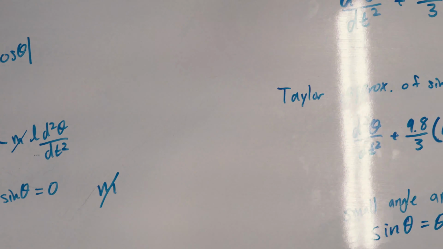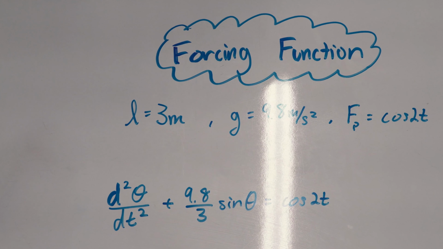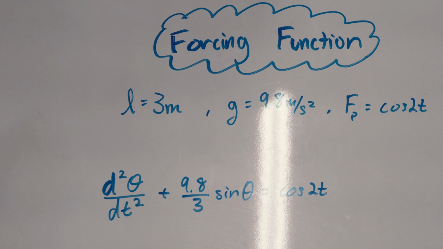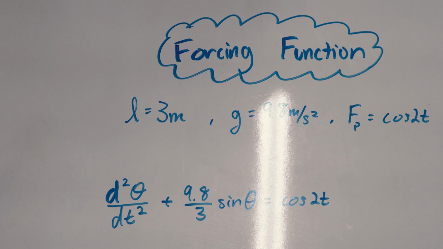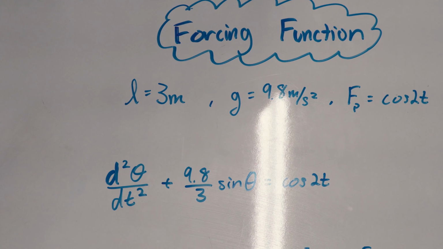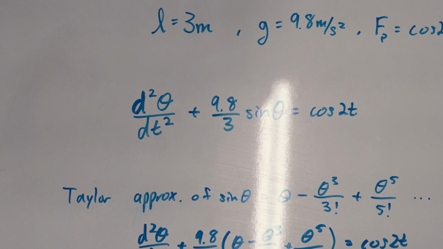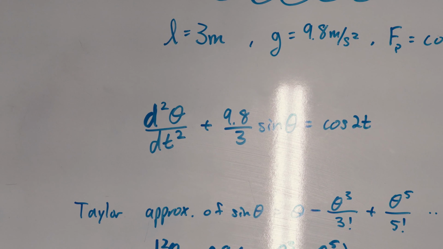For modeling using an outside object exerting a force, we will need a forcing function. So for our ODE, we set the length equal to 3 meters, gravity equal to 9.8 meters per second squared, and the forcing function cosine 2t. The most basic ODE looks like this, where we keep the sine theta in and everything's as is.